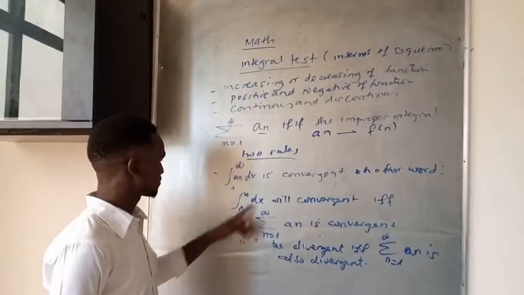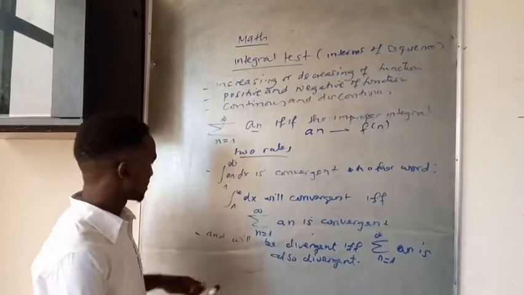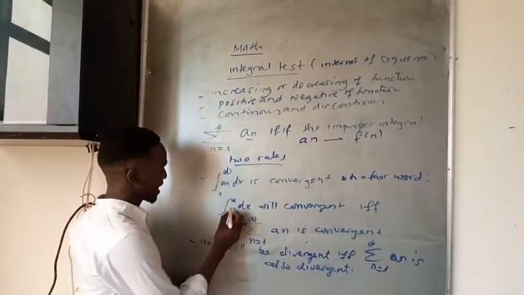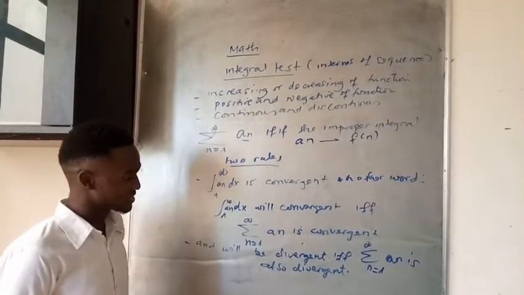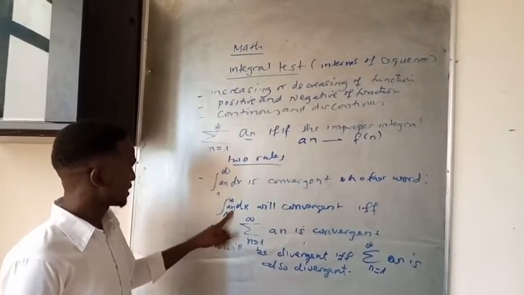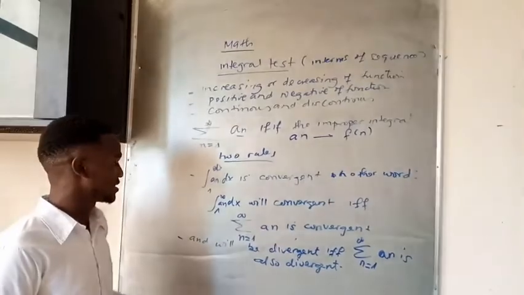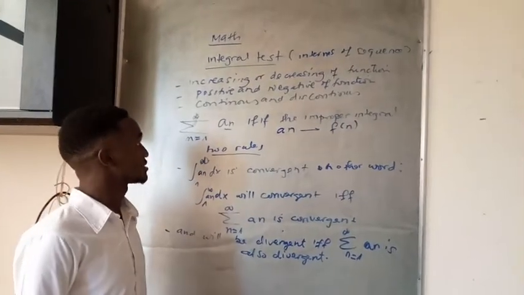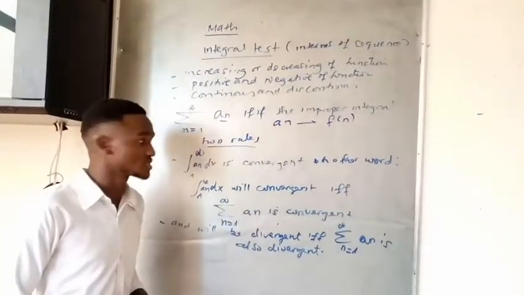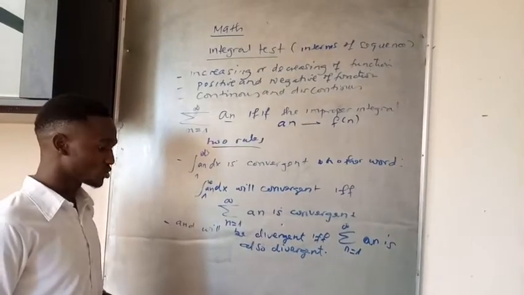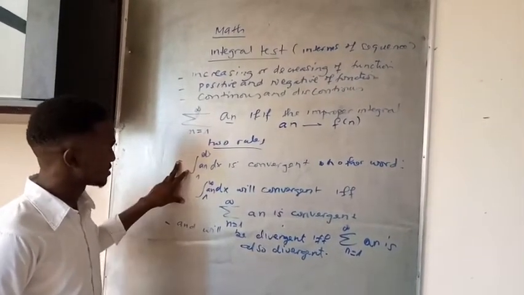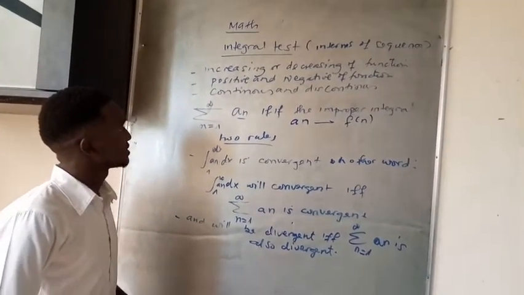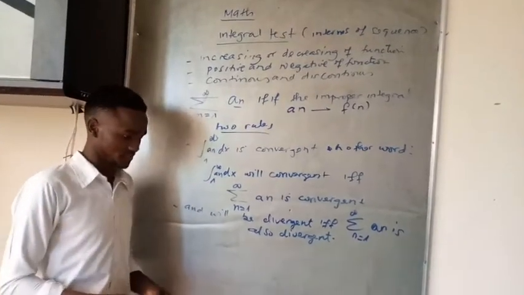And if we compute the summation from n equals 1 to infinity of an and we find that it is divergent, then conclude that the integral of an in terms of f of x or f of n is also divergent. These are the two rules that you have to follow before you apply the integral test in sequence and series. We are going to use these two rules that we have provided here in order to solve the integral test of sequence and series.